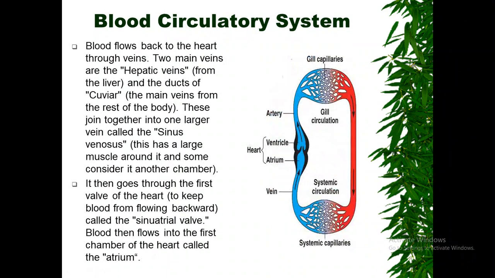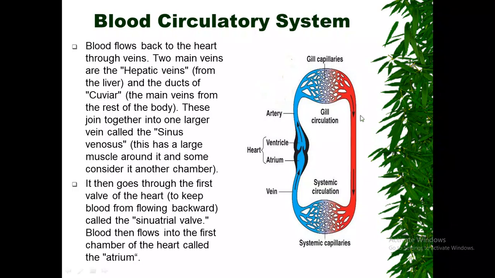Blood flows back to the heart through veins. Two main veins are the hepatic veins from the liver and the ducts of Cuvier, the main veins from the rest of the body. These join together into one large vein called the sinus venosus. This has a large muscle around it, and some consider it another chamber. It then goes through the first valve of the heart to keep blood from flowing backward, called the sinoatrial valve. Blood then flows into the first chamber of the heart called the atrium.